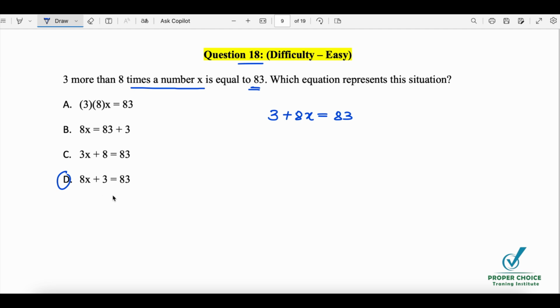I can read it as 8x plus 3 equal to 83 or 3 plus 8x is equal to 83. The order of addition doesn't matter.